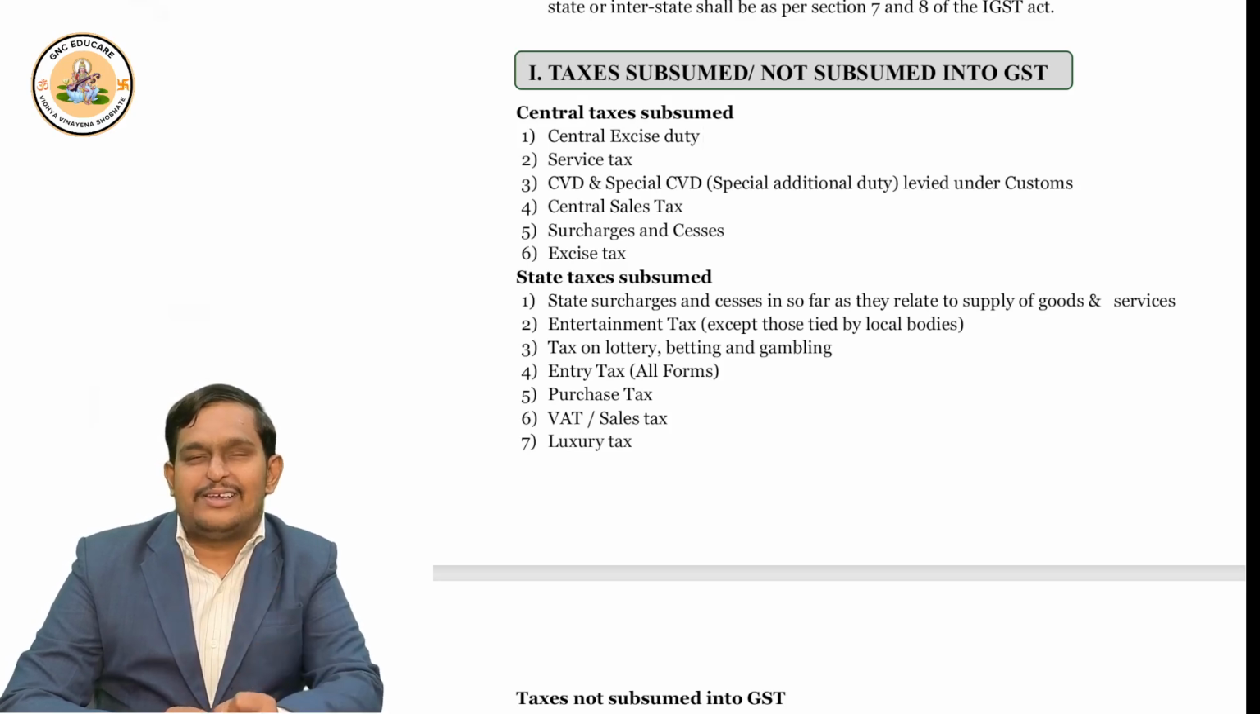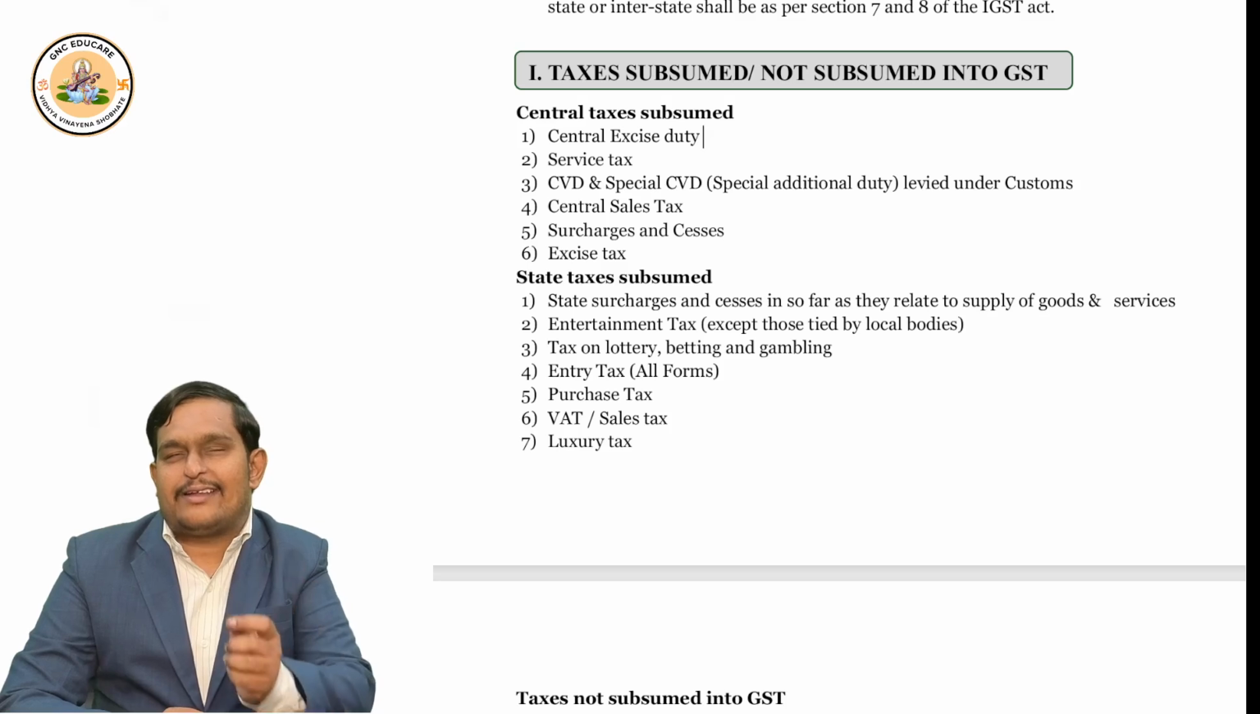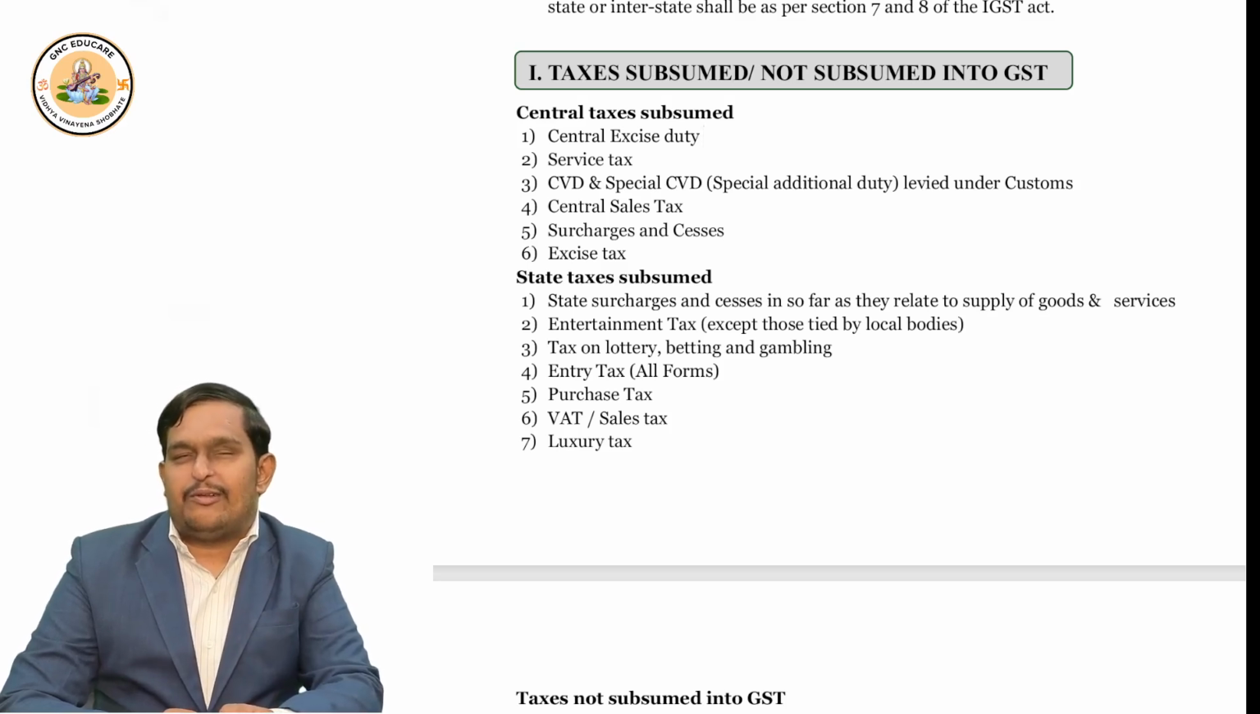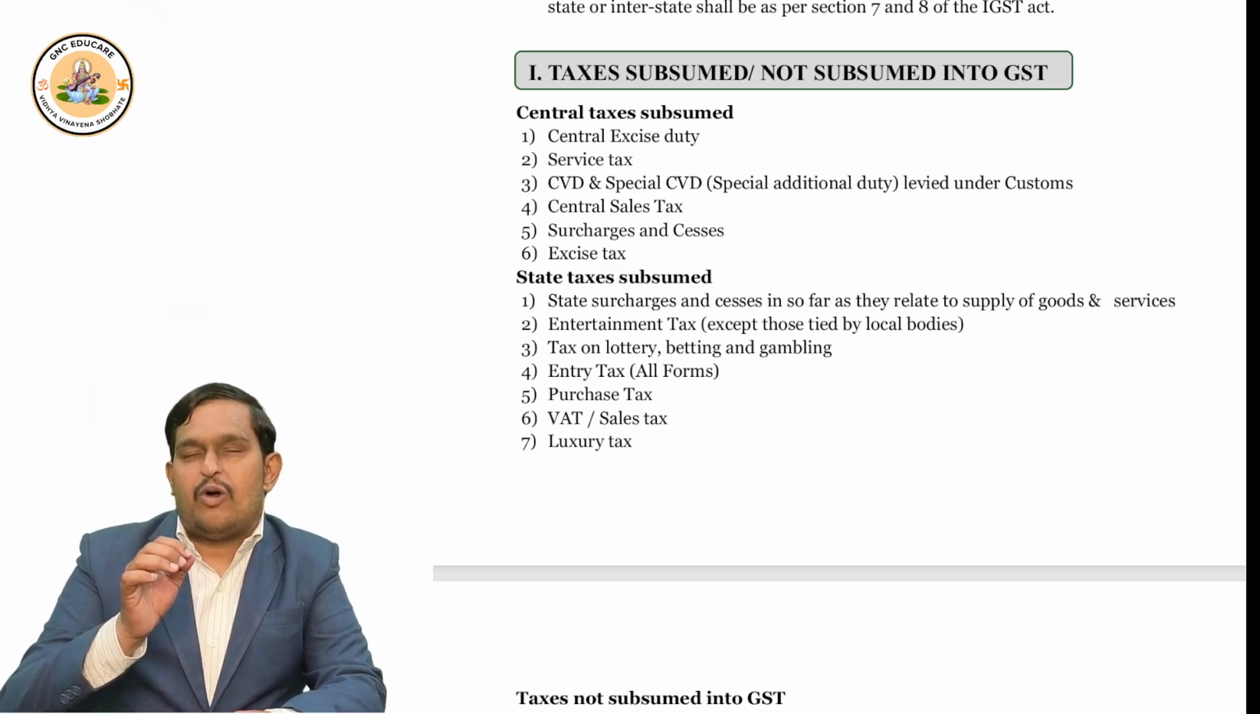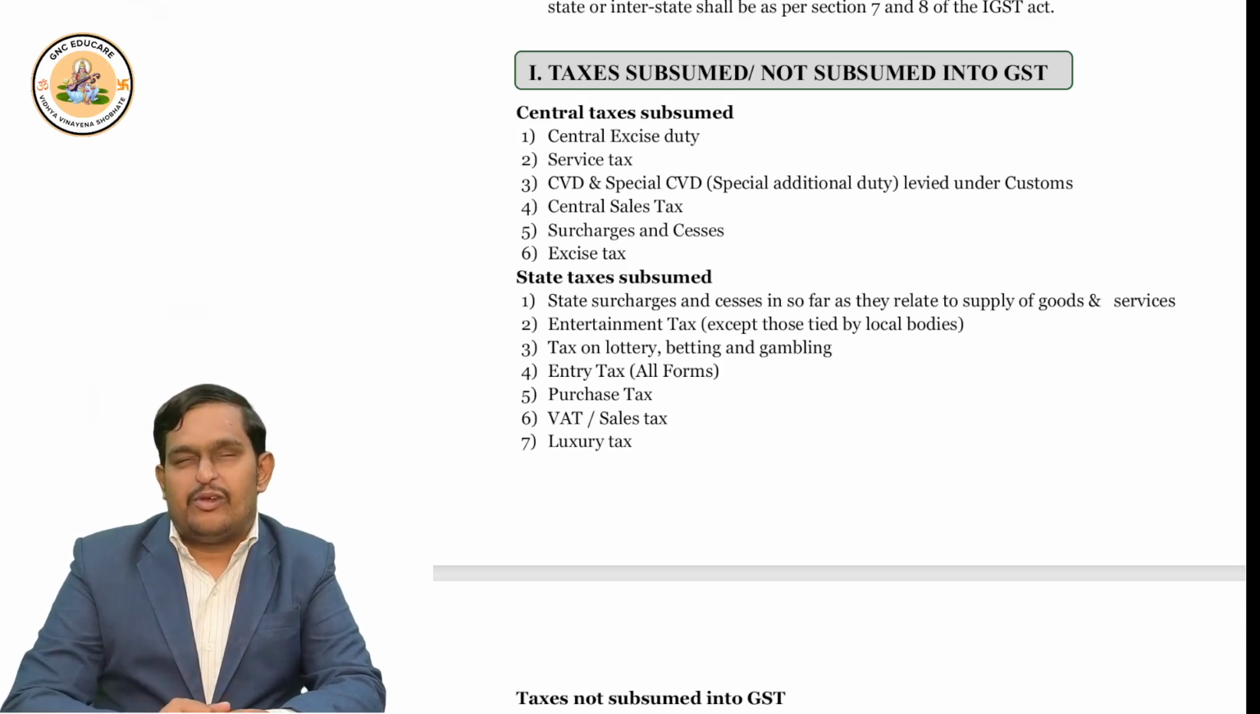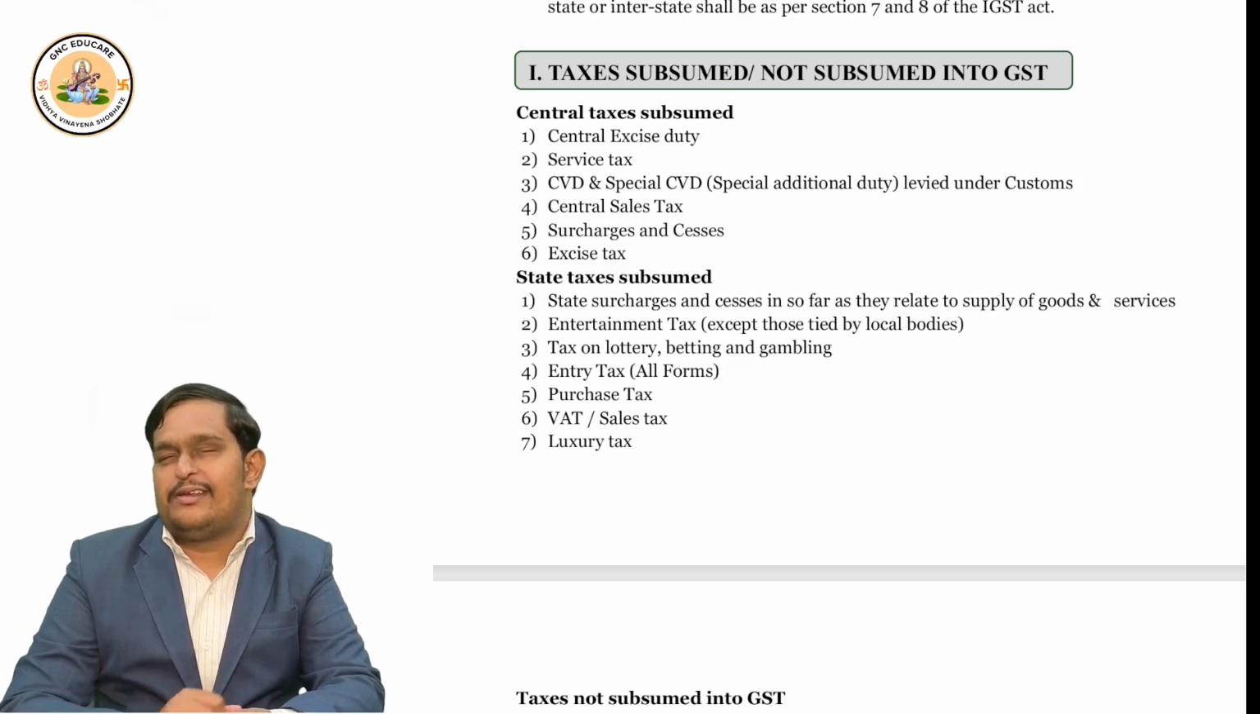So let's start with the first one, central taxes subsumed. There was a tax called central excise duty. It was on the manufacture of goods in India. If you manufactured any goods in India, central excise duty was levied. That central excise duty is now subsumed into GST, so presently not applicable, right? Service tax was there. That means any service rendered in India, on that service tax had to be paid. But that is also subsumed into GST.